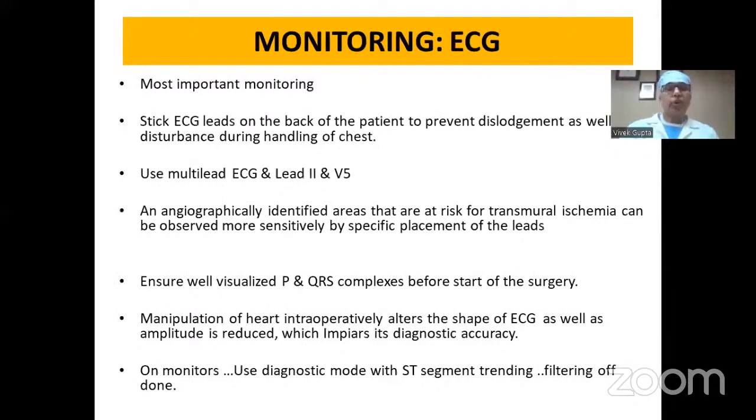The most important monitoring is the ECG monitoring. The electrodes should be placed on the back of the patient. We should focus on lead 2 and lead 5 and ensure that we are getting an adequate ECG trace on the monitor throughout the surgery, and especially that you are able to identify the P wave and the QRS complex, because while manipulating the heart during grafting, there will be change in the ECG shape. Whenever you are doing ECG monitoring, ensure that ST segment monitoring is in progress, so any change in the trend of the ST segment you can quickly identify.